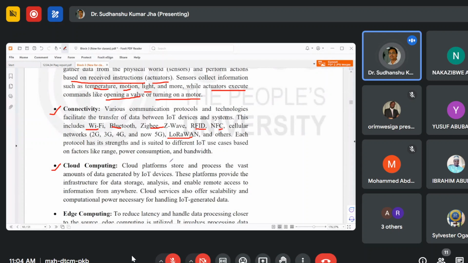Next one is security technology. We have various security technologies like encryption protocols, authentication methods, firewalls, secure device management, etc. These are some examples of security technology.